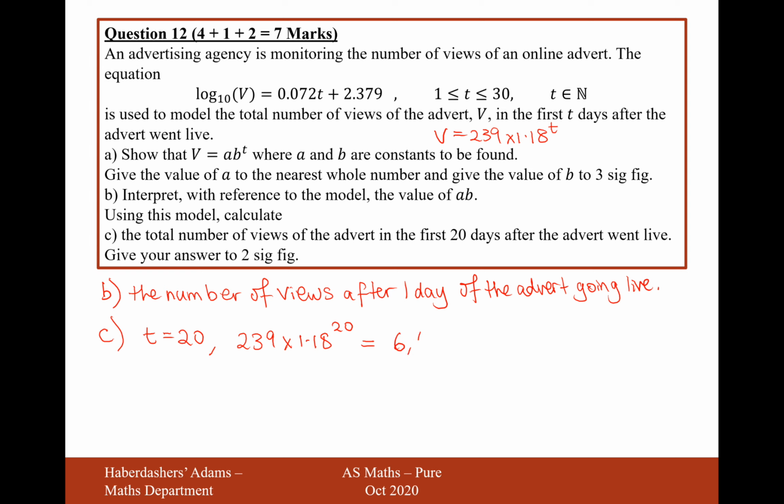6,500 to two significant figures. So there we are, 6,600 is the answer to part C there, and that's the answer to question 12. So that's all we need to do for that one. Let's now move on to question 13.